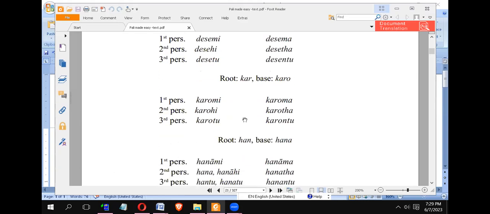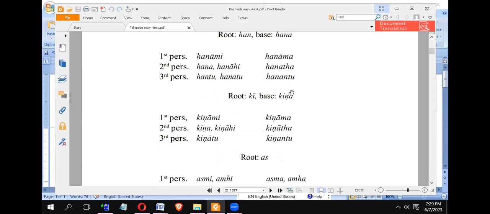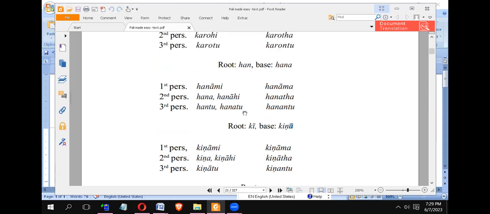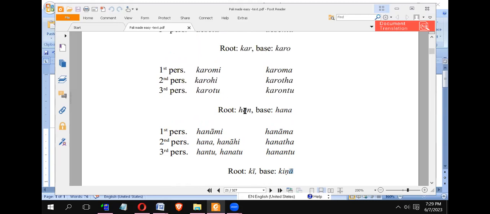Oh, Kina. All right. Kina, because it itself is long A. This is the base. The base is long A. So that's why you have to put long A. Kina plus ta, Kinata. It's a long A by itself. Understand? Okay, thanks. So you have to tell me the word. Okay, next question.